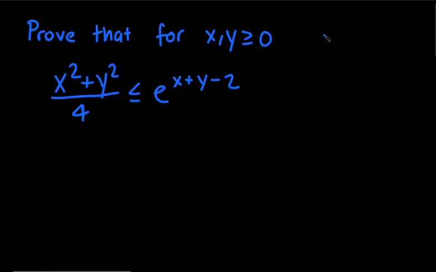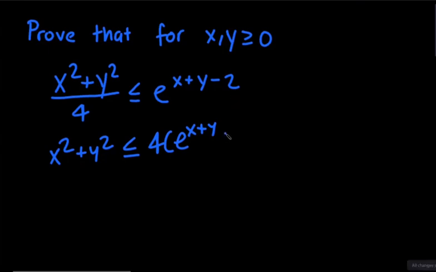So today we have a pretty interesting problem, and this is basically just asking us to prove that x squared plus y squared by 4 is less than or equal to e to the power x plus y minus 2 for x and y greater than or equal to 0. So what we can do is take the 4 to the other side. So we get x squared plus y squared less than or equal to 4 times e to the power x plus y, and then we can just separate the other exponent, which is minus 2.